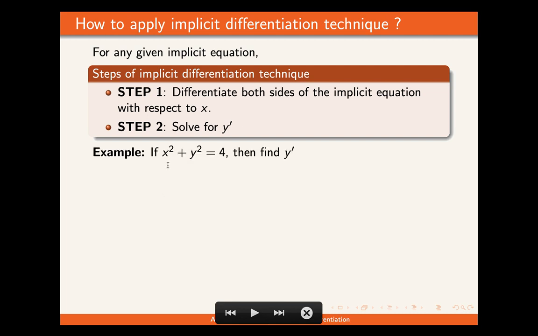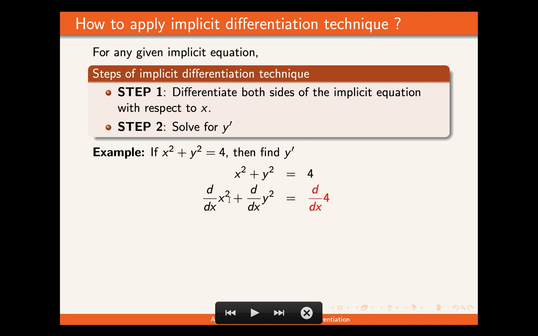Let's say we are given an implicit equation, x squared plus y squared equals 4, and our goal is to find y prime, or the derivative of y with respect to x. So let's follow the first step. Let's write down the implicit equation, and the first step is to differentiate both sides of this equation with respect to x, right? So let's differentiate x squared with respect to x, let's differentiate y squared with respect to x, and let's differentiate 4 with respect to x.